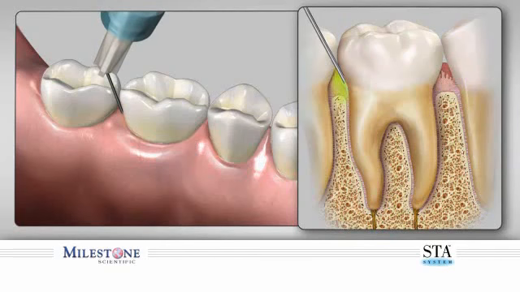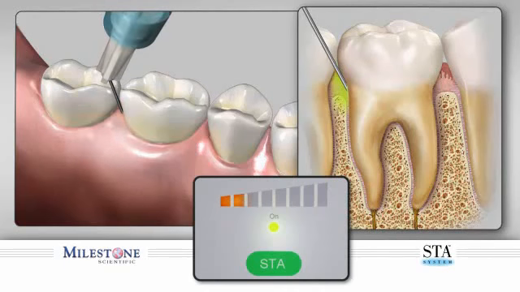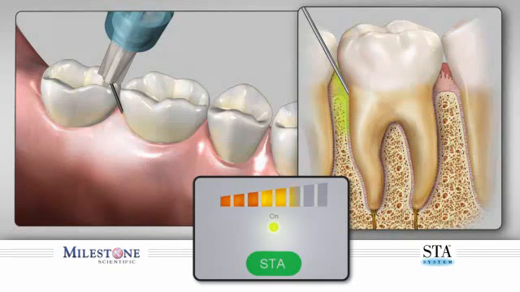Once you hear the word cruise spoken, you may remove your foot and the STA system will continue the flow of anesthetic solution until you depress and release the foot control again to stop the flow. Advance the needle forward slowly into the sulcus. Move the needle gently down into the sulcus until you reach resistance.